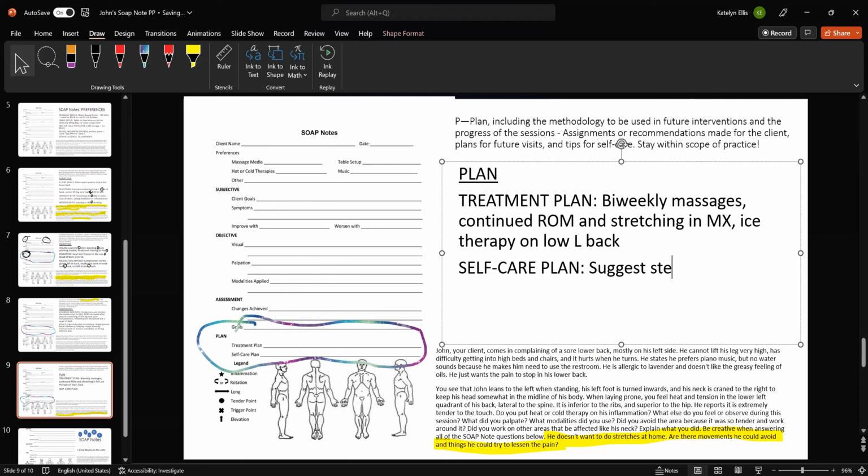You could suggest step stool for bed, gentle. You know what? We're not going to suggest anything that would be gentle movements because we don't want to even sound like we're telling him to stretch. How about encourage movements on the right side of body?